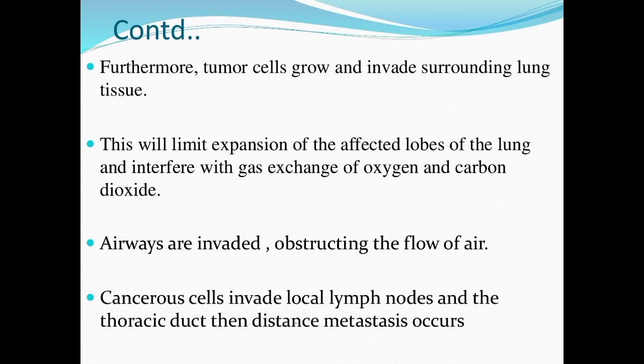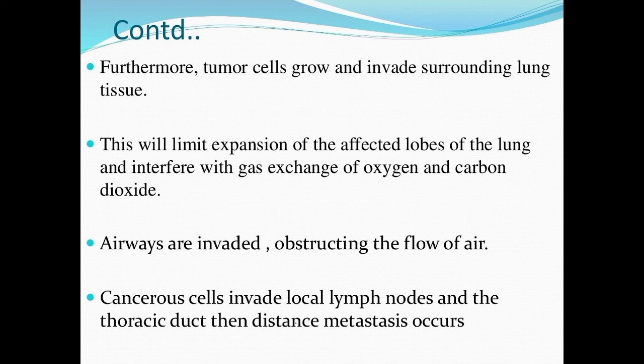So cancerous cells invade local lymph nodes and the thoracic duct, and metastasis occurs. So the cancerous cells will invade the local lymph nodes and thoracic duct. The thoracic duct we also call the duct of Van Horne's canal.